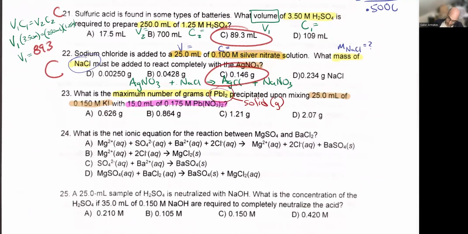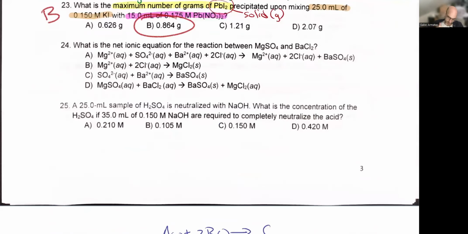0.864, there we go. So this one is B. Okay. Oh, all right. If we run into more, probably just leave you guys up to it.